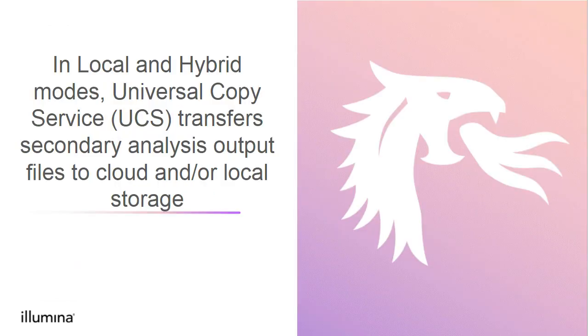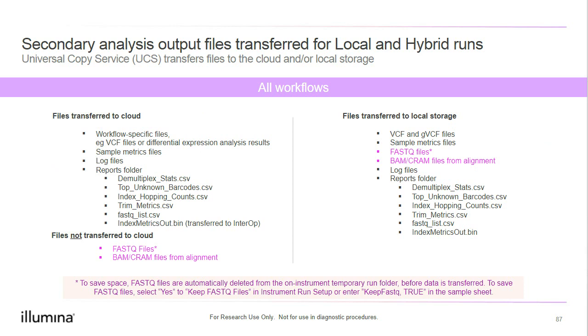So the last thing we want to touch upon today is the secondary analysis output files that get transferred by Universal Copy Service. This section is specific to local and hybrid modes that will have the output files copied to the cloud, local storage, or both. For transfers to the cloud, it will transfer workflow-specific files, such as BCF or differential expression analysis results, sample metrics, the log files, and the reports folder. Files transferred to local storage will be BCF and GBCF files, the sample metrics, log files, and the reports folder.